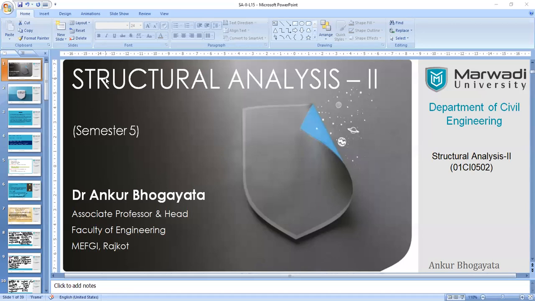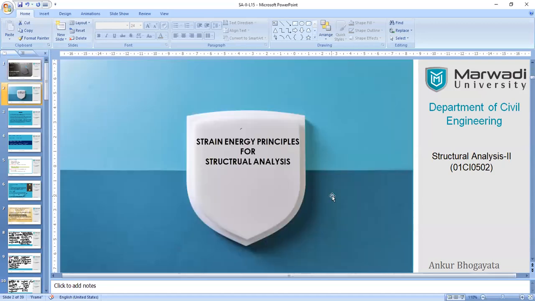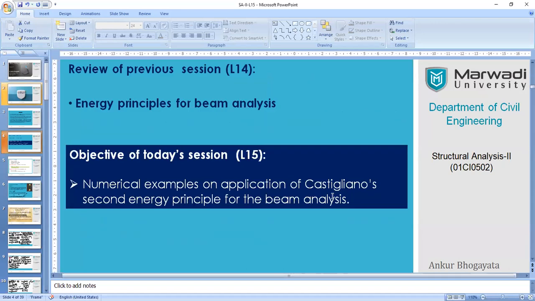So, friends, we have been discussing numerical exercises on how to apply the energy principles in structural analysis. That is our topic of interest, and in that line we have reached the 15th lecture of this series, and today again we'll go for some rigorous work.